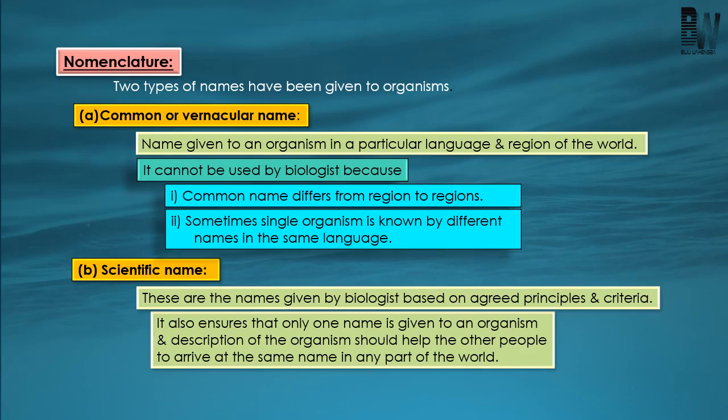So in order to avoid such confusion, every organism is given a name by biologists or scientists based on some agreed principles and criteria. And such a name given by biologists or scientists is known as the scientific name. This scientific name is universal, okay? It also ensures that such a name has not been used for any other organism, and that only one name is given to a particular organism, and the description of the organism should help other people arrive at the same name in any part of the world.